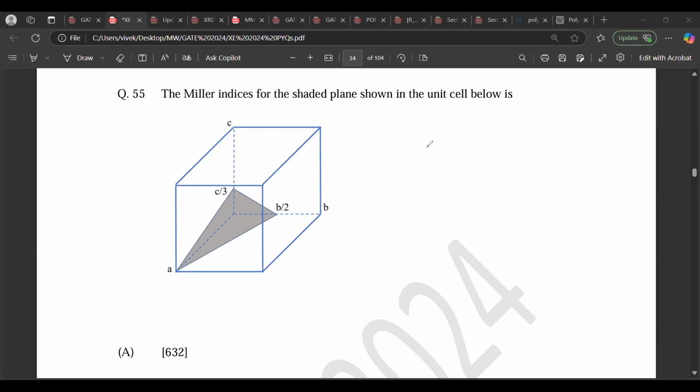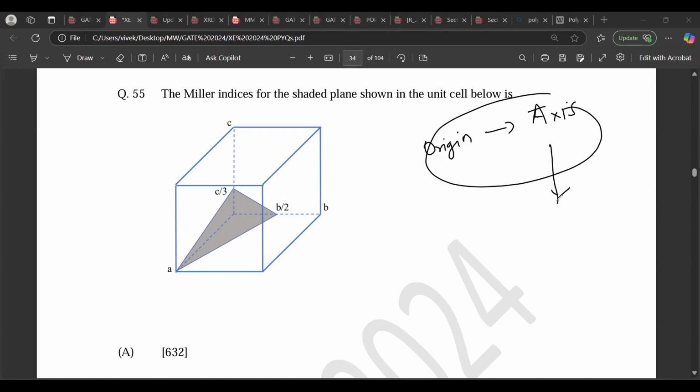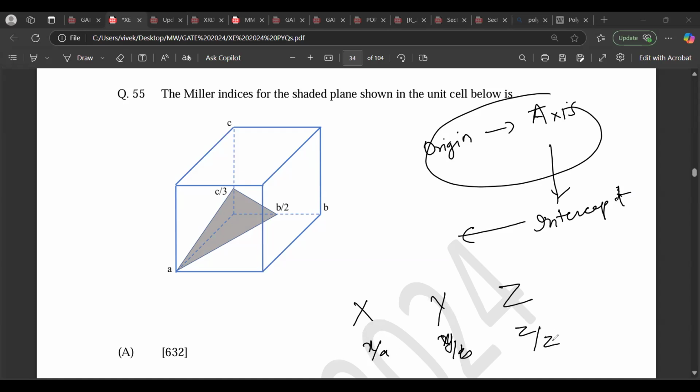So let me give you how to find it. The idea is to first find what is my origin, then what is my axis. If you find that, then you find what is my intercept: the intercept on x, intercept on y, and intercept on z. Once I know my intercepts on x, y, and z, then I have to reverse it.